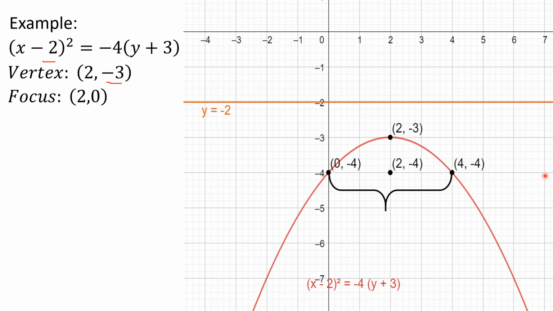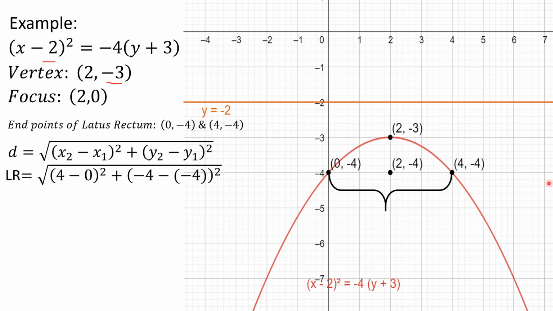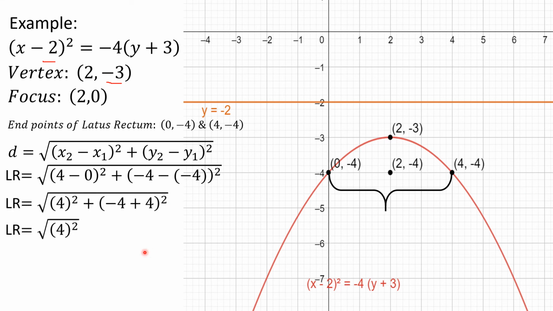Okay, so let us solve the length of the latus rectum using the distance formula. We have here the endpoints of our latus rectum, that is (0, negative 4) and (4, negative 4). By substituting this into the distance formula and simplifying, we have now our latus rectum is the square root of 16, that is 4. So if you see here, our 4c here is negative 4. Take note, we are only referring to a distance. So whether it is negative or positive, the distance is still positive 4 because we are referring to a distance. There is no negative distance.